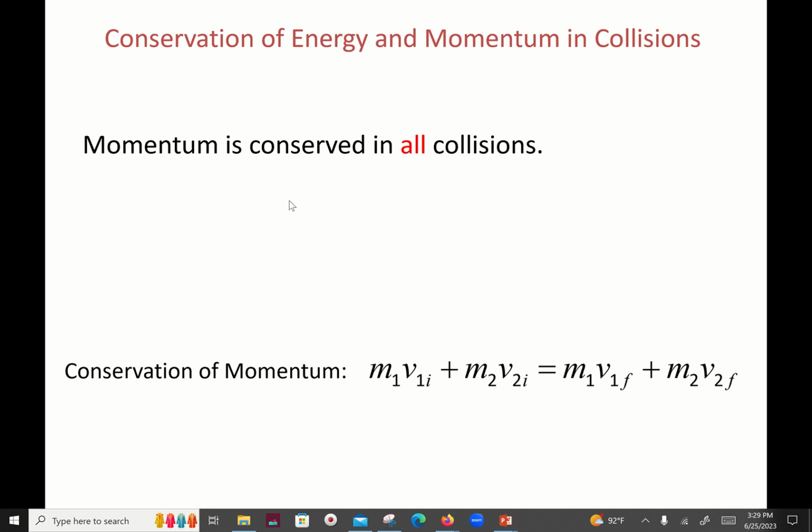Okay, so now we're going to talk about how to do problems with collisions. What we said before was that momentum is conserved in all collisions. So if it's two objects, object 1 and object 2 with mass 1 and mass 2, the initial momentum, which is m1 times the initial speed of particle 1, v1 initial, plus m2 times v2 initial, is going to be equal to the masses times the final speed, so m1 v1 final plus m2 v2 final. So in any collision, the momentum is conserved.